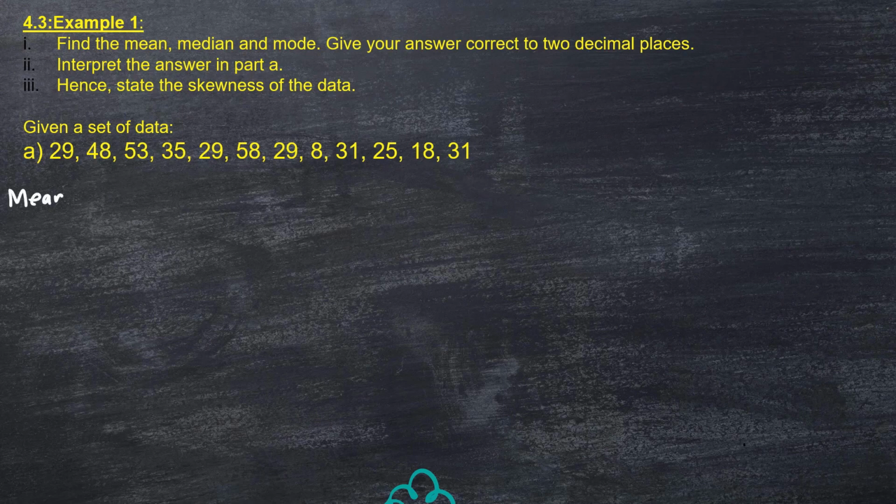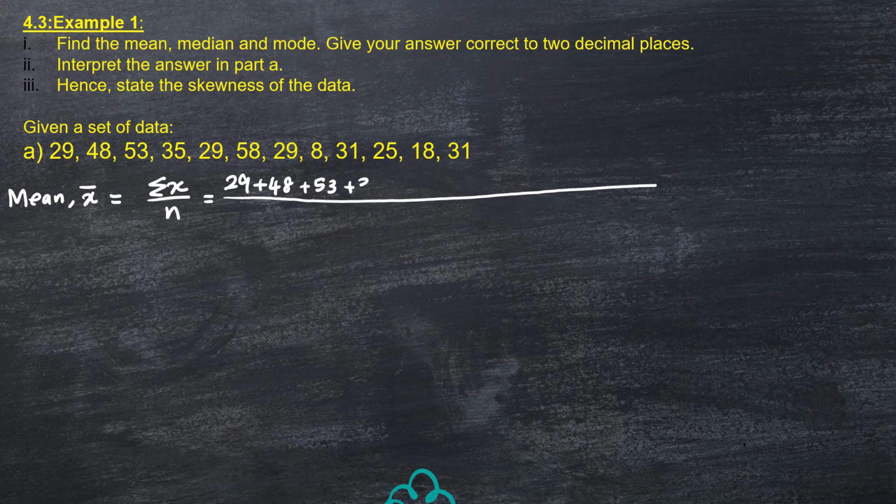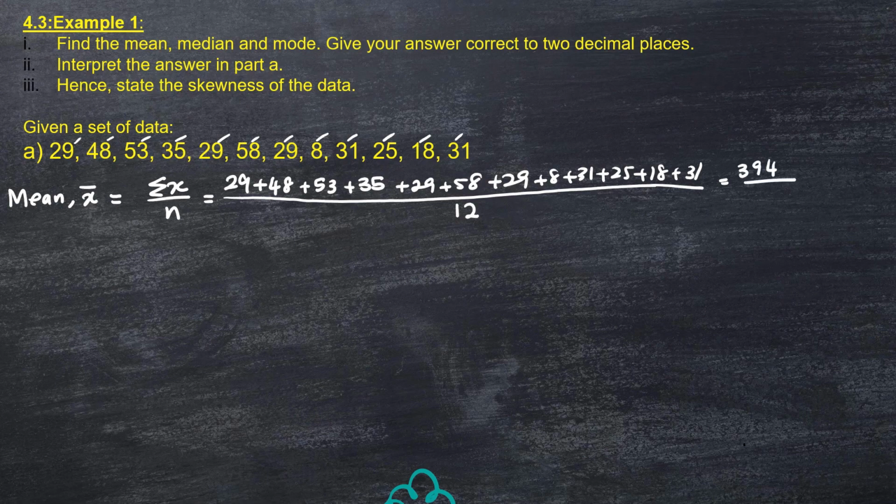So let's find our mean, denoted with the symbol x bar. Our formula is summation x divided by n. For summation x, we just add all the data that we have: 8, 31, 25, 18, plus 31. Then we divide by how many data you have, or your n. How many? 1, 2, 3, 4, 5, 6, 7, 8, 9, 10, 11, 12. So divide by 12. When we sum, we get 394. You can use your calculator to find your summation x, and you should get the same value as by using the formula. So this is for mean.